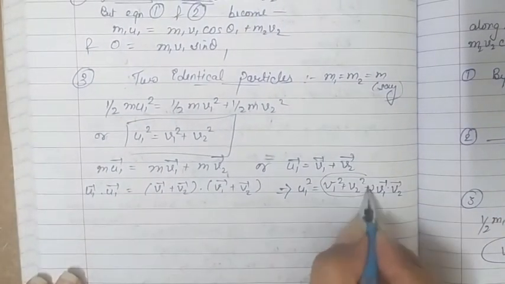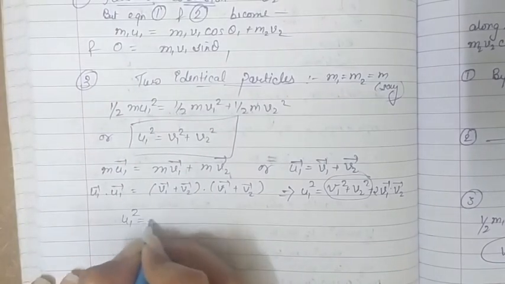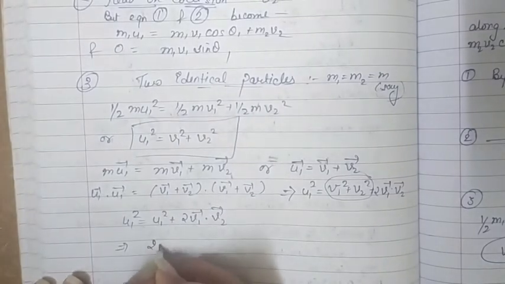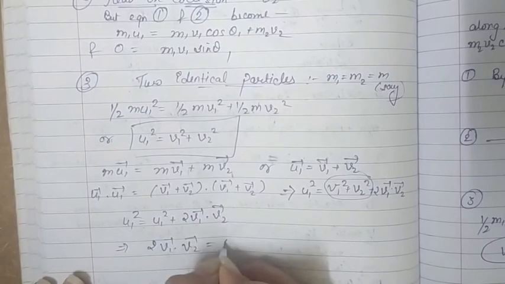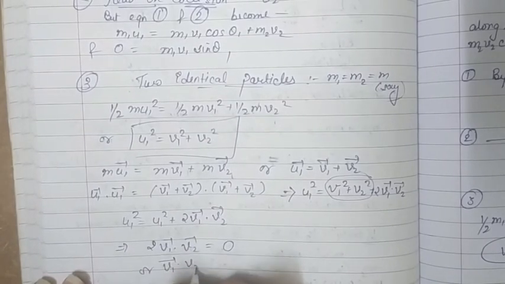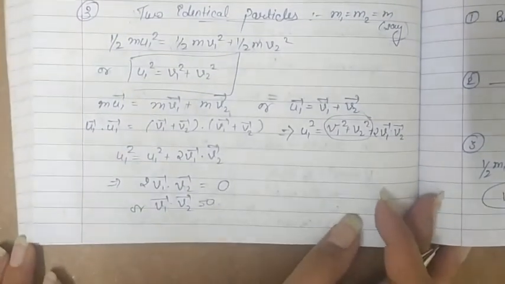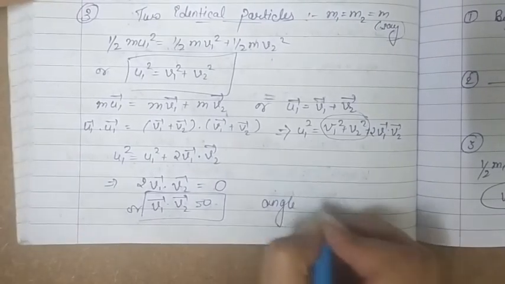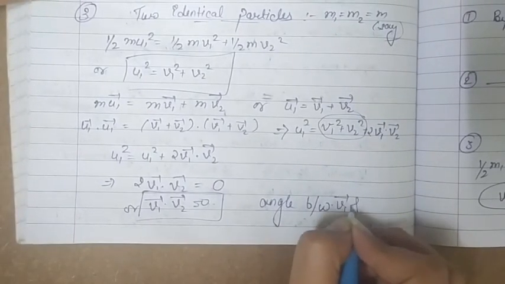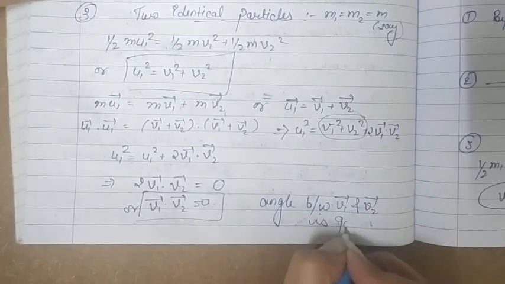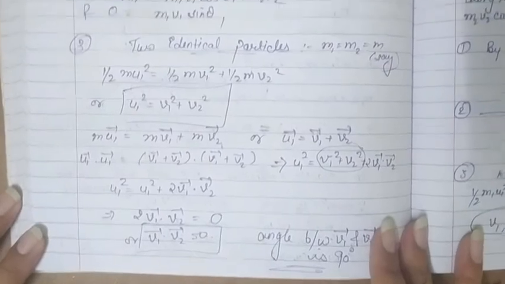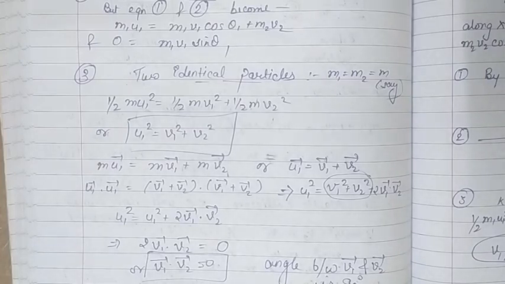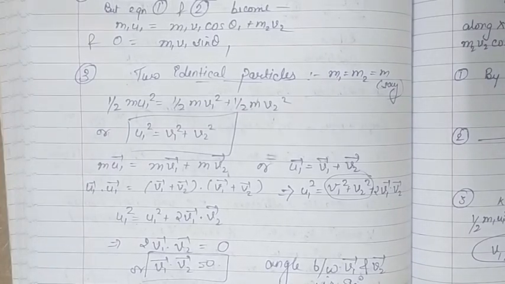But this value v1 square plus v2 square is equal to u1 square, so we can write u1 square is equal to u1 square plus 2 v1 dot v2, which implies 2 v1 dot v2 is equal to 0, or v1 dot v2 is equal to 0, and if the dot product is 0, it shows that the angle between v1 vector and v2 vector is 90 degree. This is the case for two identical particles. So that's all for the elastic collision in two dimensions, in which particles are not in the same straight line path after collision, but they lie in the same plane.